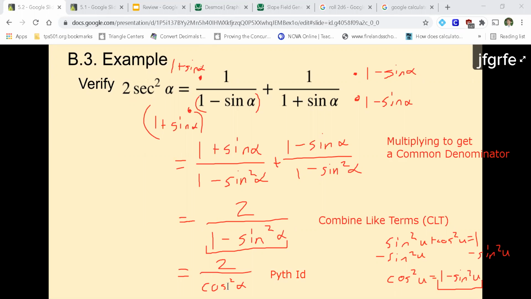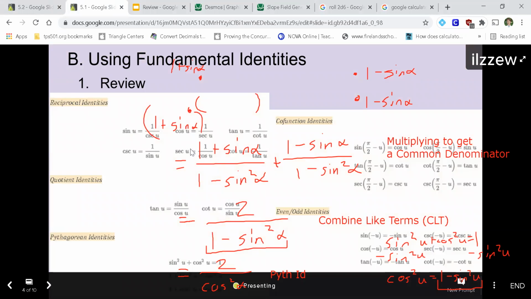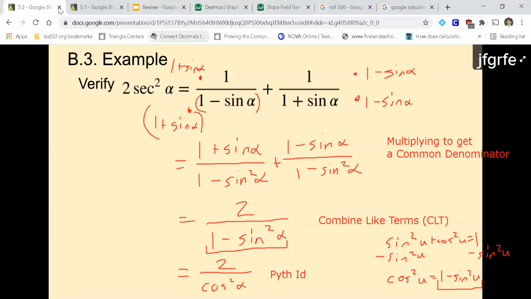And then, hey, I want the answer to be secant squared. And what's the reciprocal of cosine? 1 over cosine is secant, right? They're reciprocals of each other. Cosine is 1 over secant, secant is 1 over cosine. So then this is, okay, I ran out of room, so I'm going to write it right here. This is 2 secant squared, and that is a reciprocal identity.